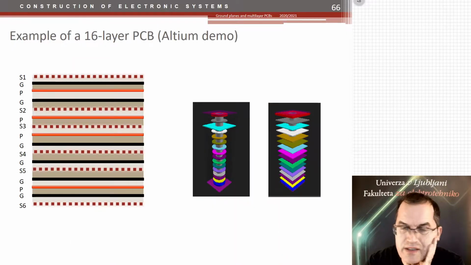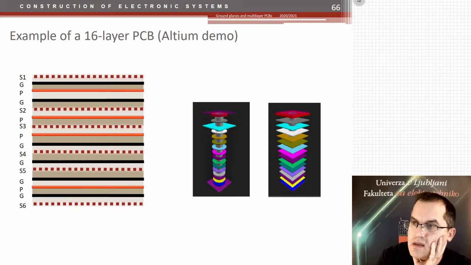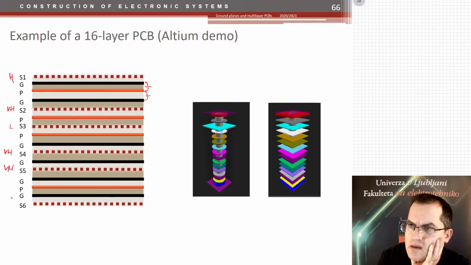So what was the used stack here? The used stack was actually that one. So we had top layer, high-speed signals, connection, capacitance between ground and power, another ground layer, another capacitance. Then we had very high-speed signal layer, we had low-speed signal layer here, we had very high-speed signal layer, very high-speed signal layer here, high-speed signal layer there. So all are very high or high except that one.